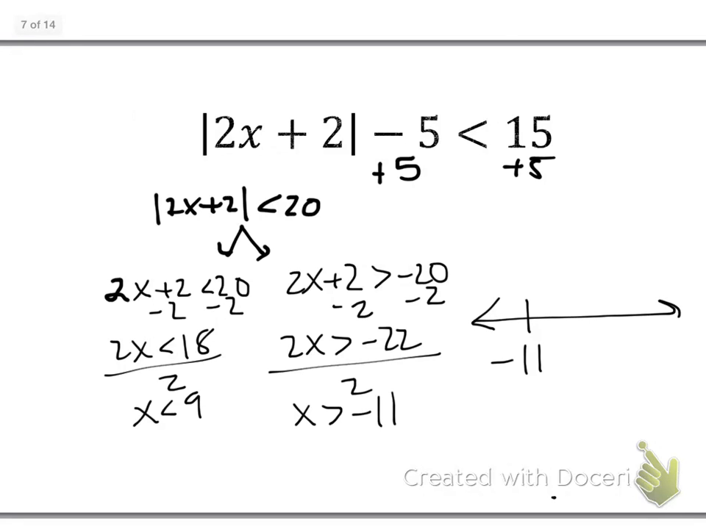So I'm going to have negative 11, 9. They're both going to be open dots. This one is shaded to the right. This one is shaded to the left.